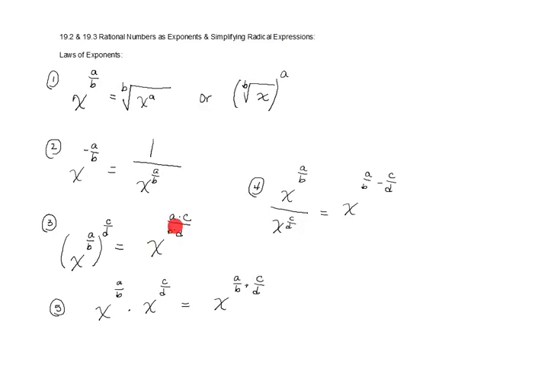If we come over here and look at the fourth law, we have a rational expression. We have x to the a/b over x to the c/d. And just like if you would have x to the 5th over x squared, we're just going to subtract the exponents. So this would be x to the a/b minus c/d. The fifth law of exponents here, we have x to the a/b times x to the c/d, and it's going to be the same way. We had x squared times x cubed will be x to the 5th because we're going to add them. So here it would be x to the a/b plus c/d.